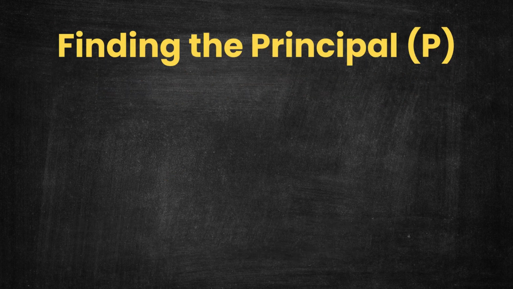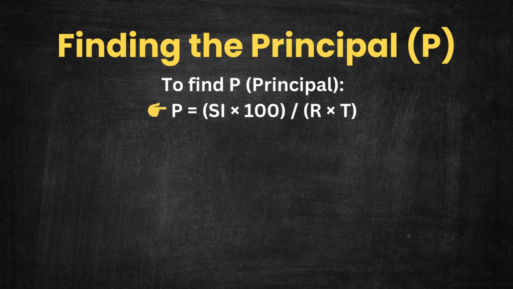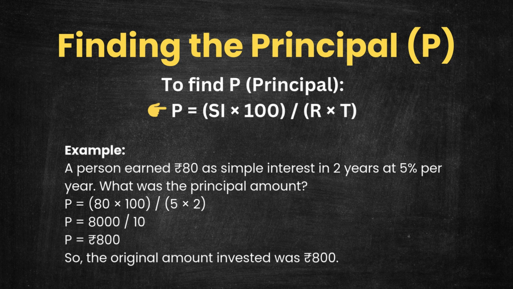Finding the principal, P. Sometimes, we know the interest, rate, and time but don't know how much money was originally borrowed or invested. To find P, principal, P is equal to simple interest times 100 divided by R times T. Example, a person earned 80 rupees as simple interest in 2 years at 5% per year. What was the principal amount? P is equal to 80 times 100 divided by 5 times 2. So, the original amount invested was 800 rupees.